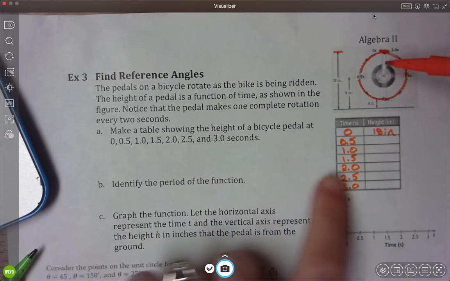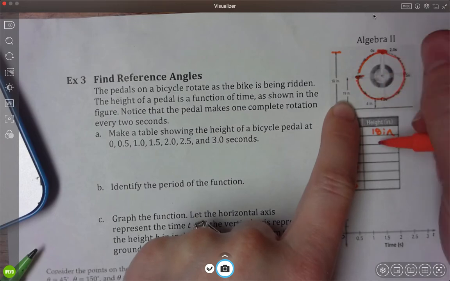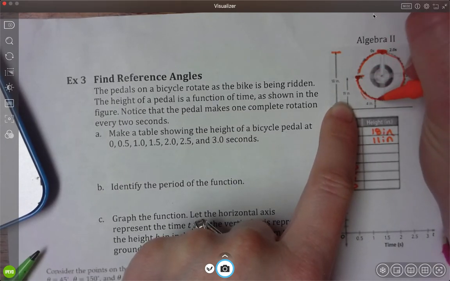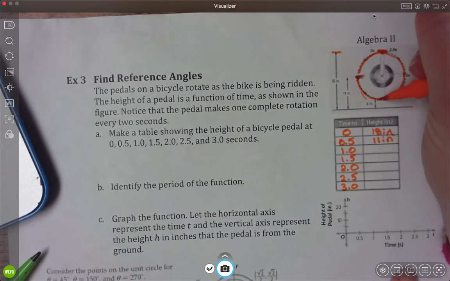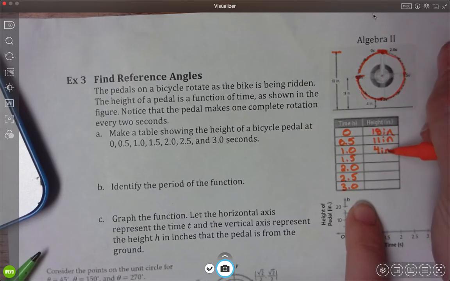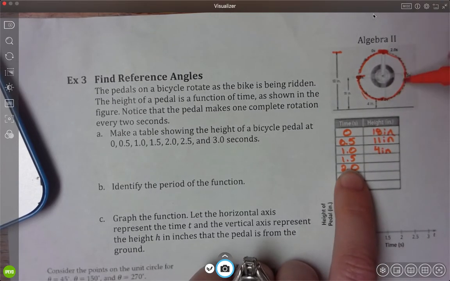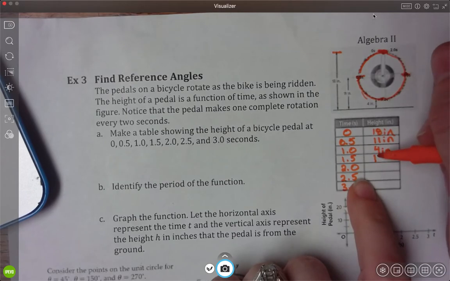Okay. So at 0.5 seconds, the pedal is down here, and that is labeled at 11 inches. Then we go down to 1 second, and after 1 second, the pedal is down here at 4 inches above the ground. I don't know if we're on a stationary bike or something where we're not touching the ground exactly, but whatever. At 1.5 seconds, we're back up here, which is 11 inches off the ground again.